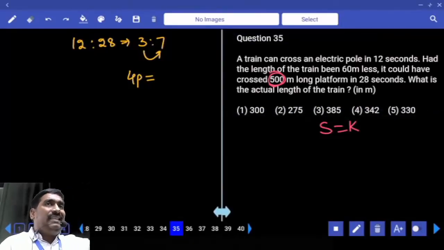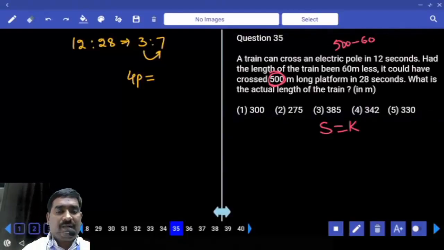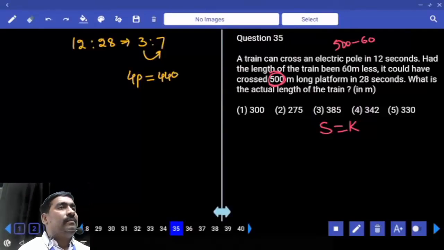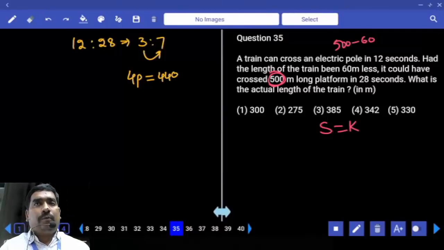But in both the cases, the train length is not the same here. In the second case, the train length is how much less? 60 meters less. So the difference is 500 minus 60. What is 500 minus 60? 440 meters is the difference among their lengths. 3 parts and 7 parts. The difference of 4 parts has the value 440.